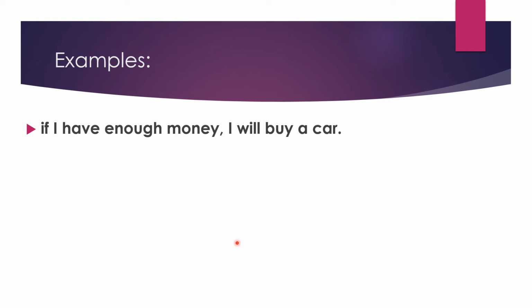Here we have some extra examples. If I have enough money, I will buy a car. If, this is the if clause, if I, the subject, have the infinitive verb, enough money, comma, I will buy a car. I, the subject, will plus infinitive verb اللي buy a car. Then this is something that will happen in the future.